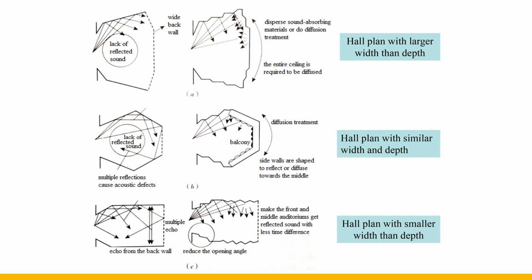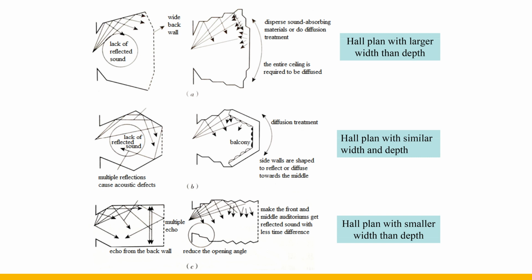The middle part of picture B lacks early reflected sound, which easily produces echo. The 2 side walls close to the stage can be made into polyline shapes, and the rear wall can be diffused or a balcony added. The ceiling close to the stage can be used to provide the first reflected sound for the central area, and the side walls can be used to reflect or diffuse toward the middle.